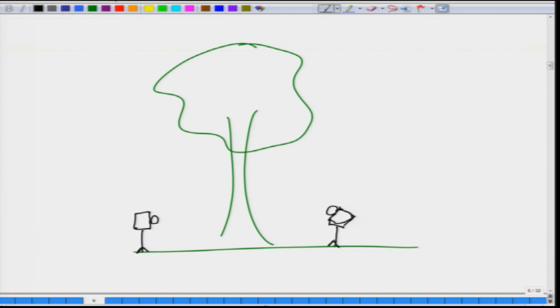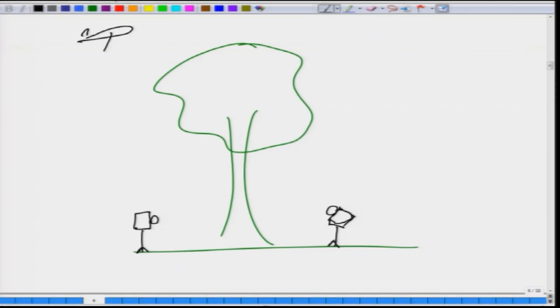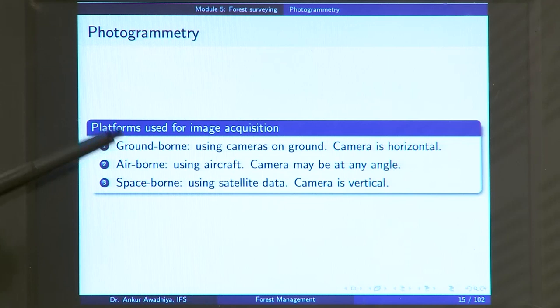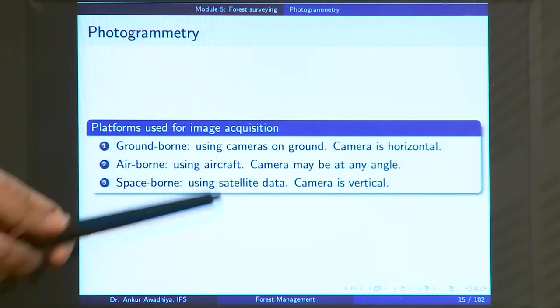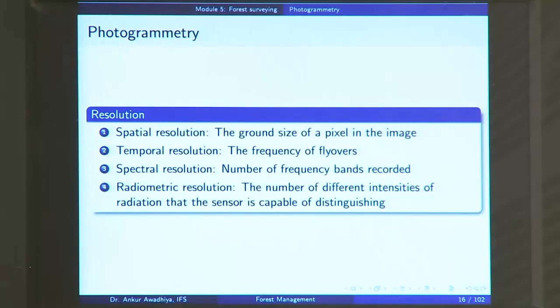Or you can make use of airborne platforms, such as an aircraft or a drone. Now in this case, you are making use of an aircraft, and you can have a camera that is looking downwards, or that is, say, at an angle. And the third one is making use of space borne platforms, such as satellite data, and in this case the camera is vertical. Now, when we are taking these photographs, there are some things to be kept in mind. So, you require these photographs, but you require them at a good enough resolution. Now, there are four different kinds of resolution that we talk about.